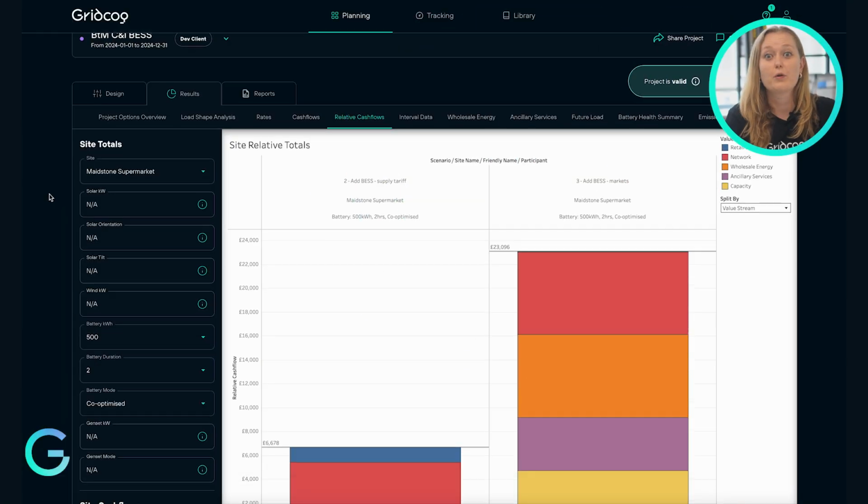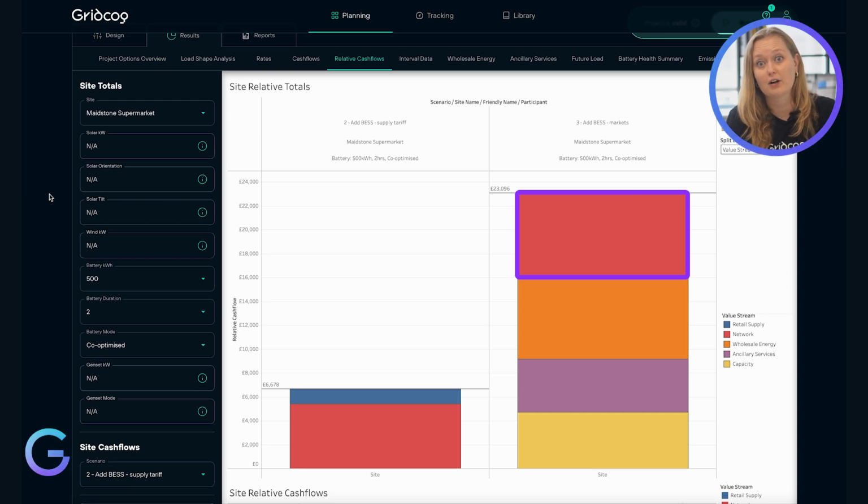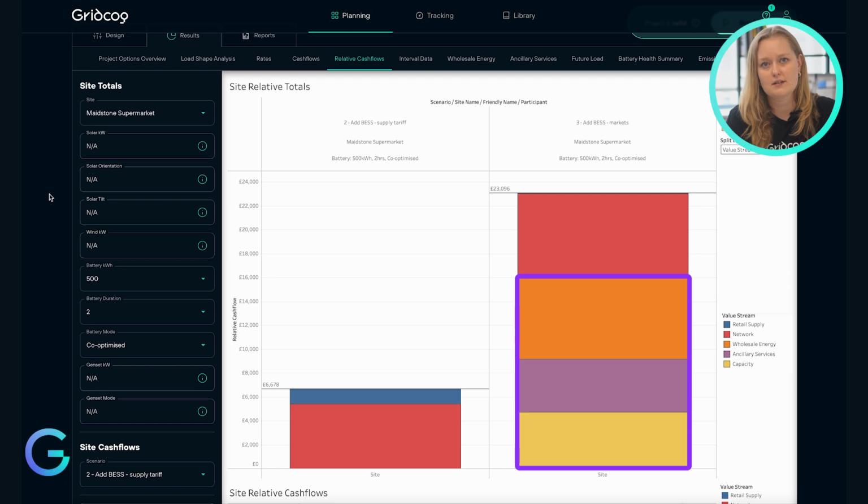In this scenario, with all markets turned on, we can see that the battery is not only saving our asset owner money on their network and supply costs, but is also earning money in the market services. This is contributing to the bottom line and significantly improving the viability of the battery investment.